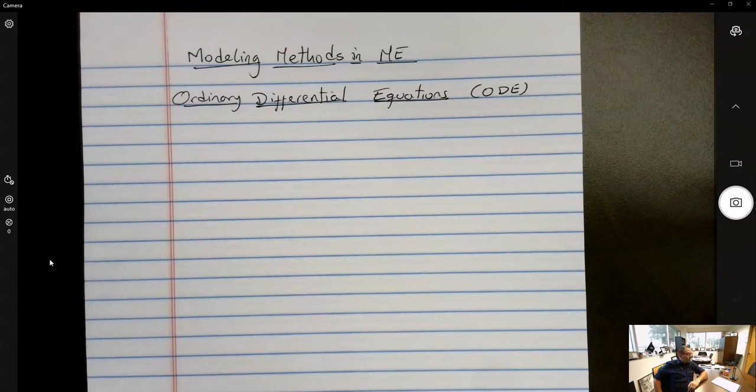Ordinary is the opposite of partial. In ordinary differential equations, you only see total derivatives, because the function you're looking for has a single independent variable, and therefore partial derivatives do not exist. That's what differentiates ordinary from partial differential equations, and that is the main definition.